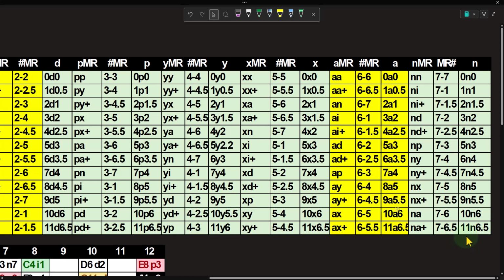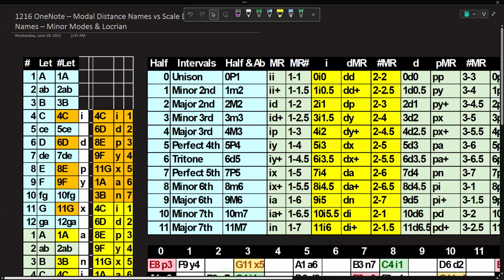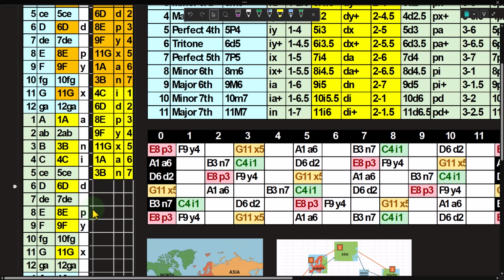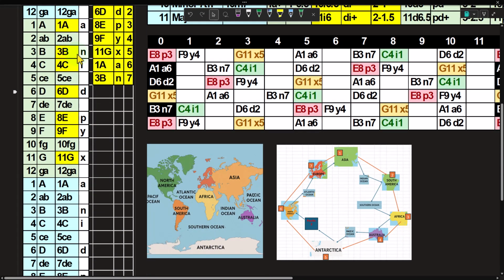You go 11 notes up from that Locrian, and that could be equivalent to 6.5 modal half steps, which you would think would be a 7.5 scale degree, but we normally just call it an 11 note away major 7. It's the 11 that is important. And so we're going to go 11 notes away. That would land us in the ocean if we're on the crazy Locrian. So we're going to go 1, 2, 3, 4, 5, 6, 7, 8, 9, 10, 11.